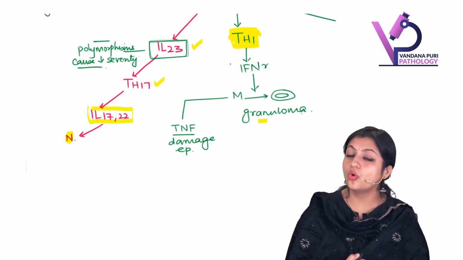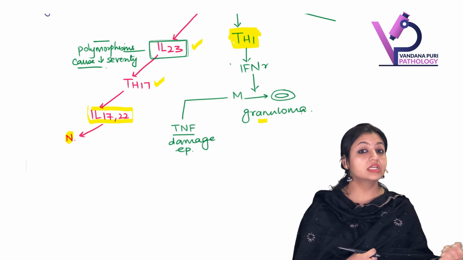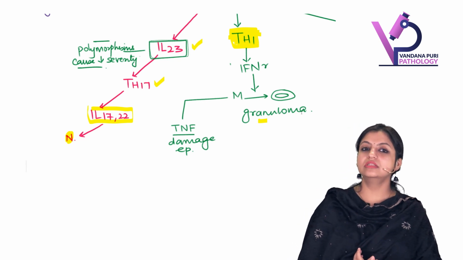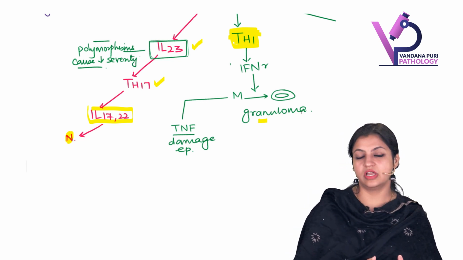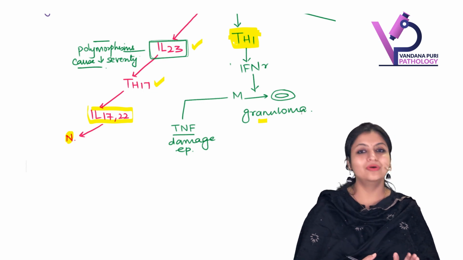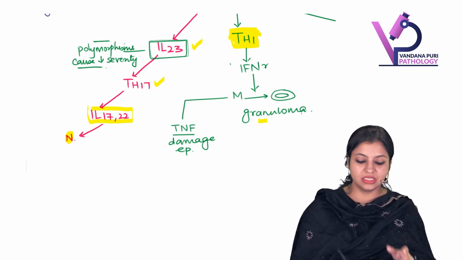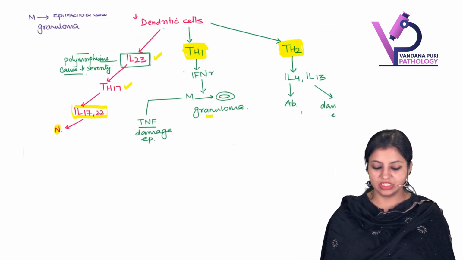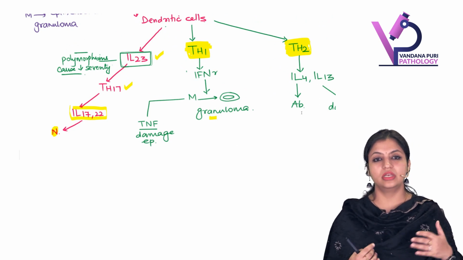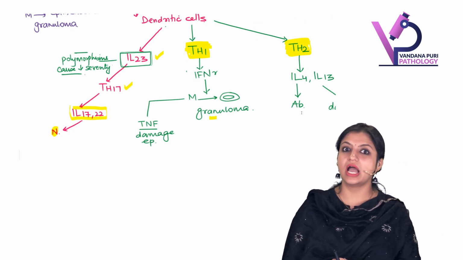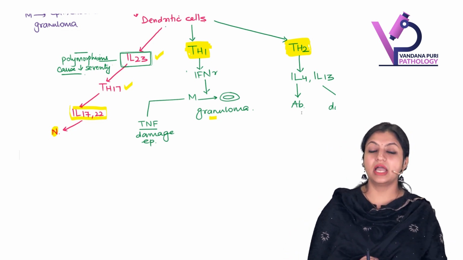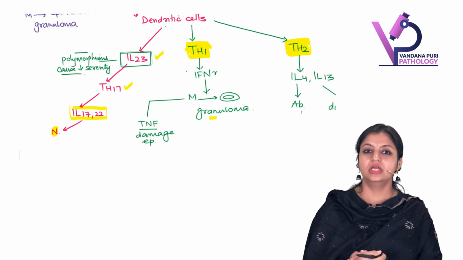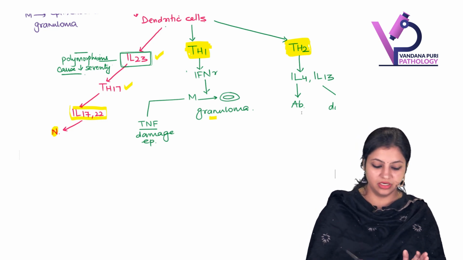I hope you remember, in all the active diseases, you will see cryptitis, that is neutrophils filling inside the crypts. So this can occur in any IBD, ulcerative colitis also, Crohn's also. So dendritic cells secrete interleukin-23, which will activate TH17, producing interleukin-17 and 22 and increasing neutrophilia. The activity of the disease is increased by interleukin-23. Now everybody should be clear here.